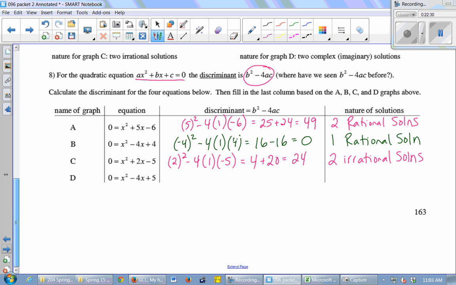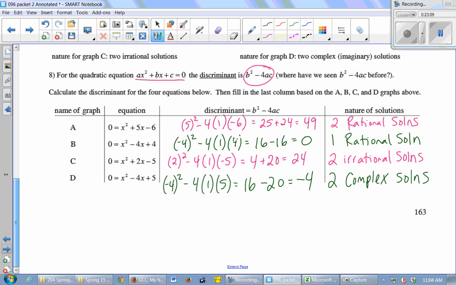All right, last one. B squared, so that's going to be -4 squared minus 4 times a times c. So -4 squared is 16. -4 times 1 times 5 is -20. So that comes out to -4. That's the number under the square root, -4. If I'm going to try to take that square root, I'm going to introduce some i's, which means that I'm going to have 2 complex solutions. Negative under the radical means you're going to end up with i's, which is complex solutions.